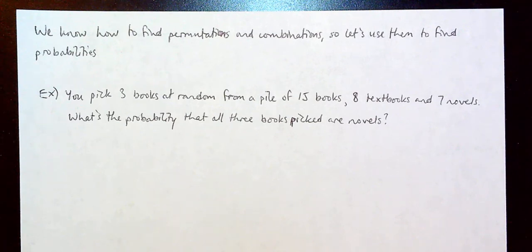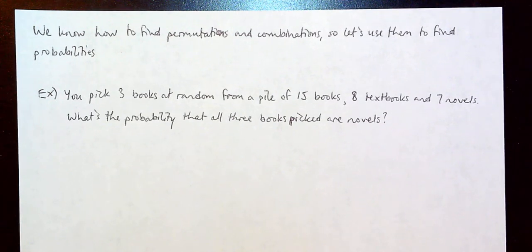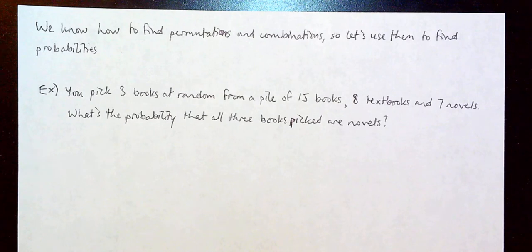Here, we have 15 books. We're picking 3 of them. The probability is that all 3 books picked are novels. It doesn't say anything about the order in which we have to pick them. If our question was, what's the probability that you pick a novel and then a textbook and then a novel, then there's some order there that matters, and then perhaps you'd be thinking, okay, order matters, permutation.